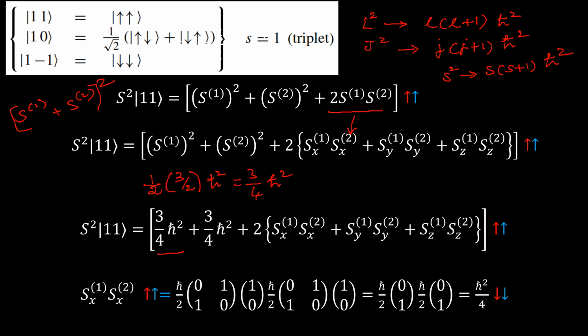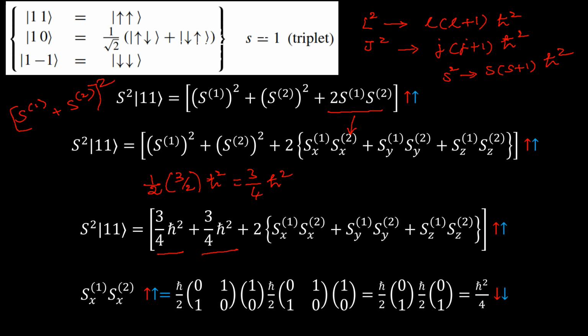The same is the case for S2 whole squared. This will act only on the proton, so the spin of the proton is 1/2. The same rule is applicable: s(s+1), 1/2 times 3/2 ħ². So the same, you will get 3/4 ħ².